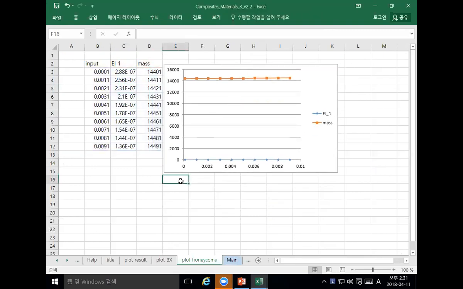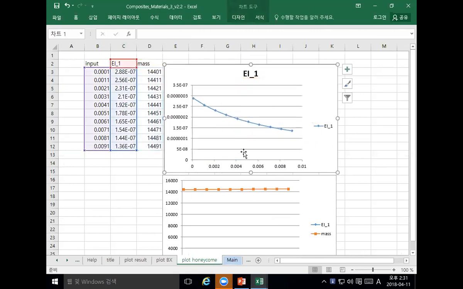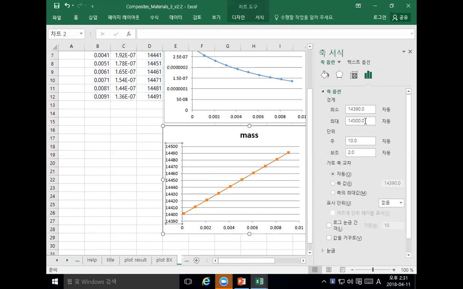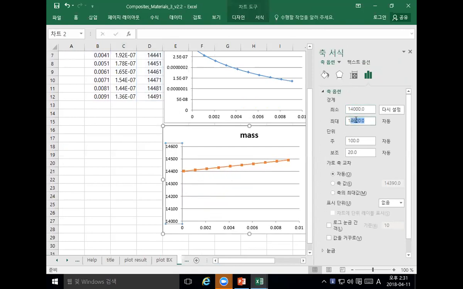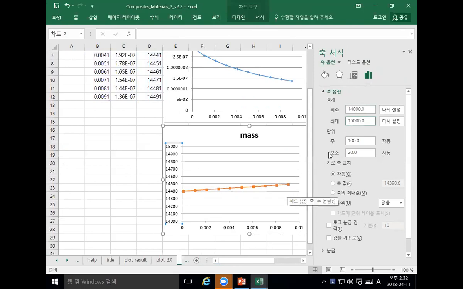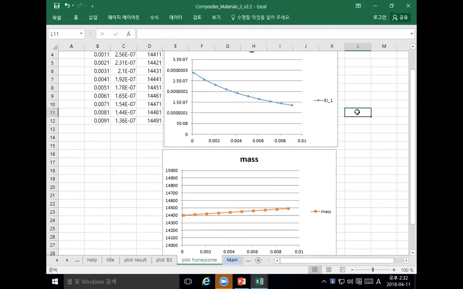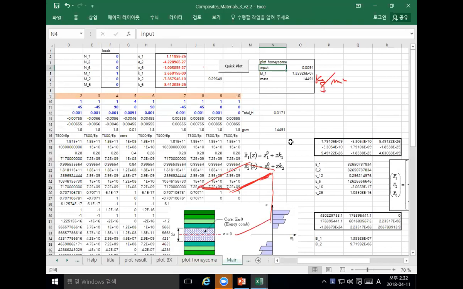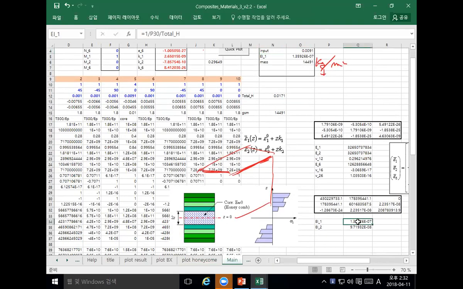This is the result. The reason we got this is the two big relations. Well, look at the mass, maximum and minimum. So if you look at the EI1 bending stiffness, how come it's decreasing? Let's take a look at it. Why is it decreasing?